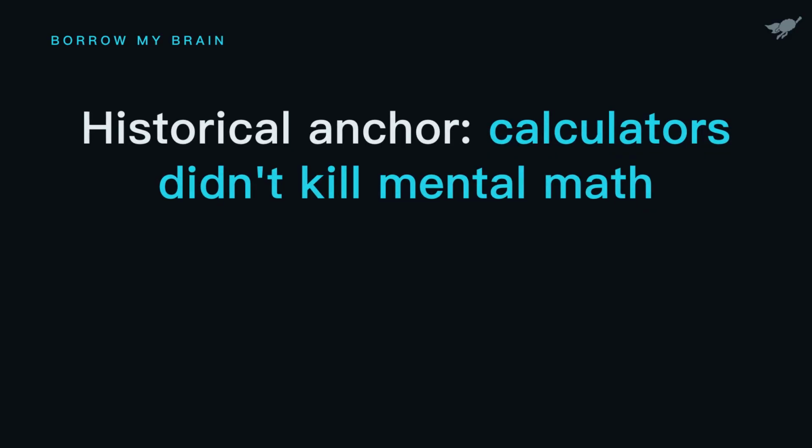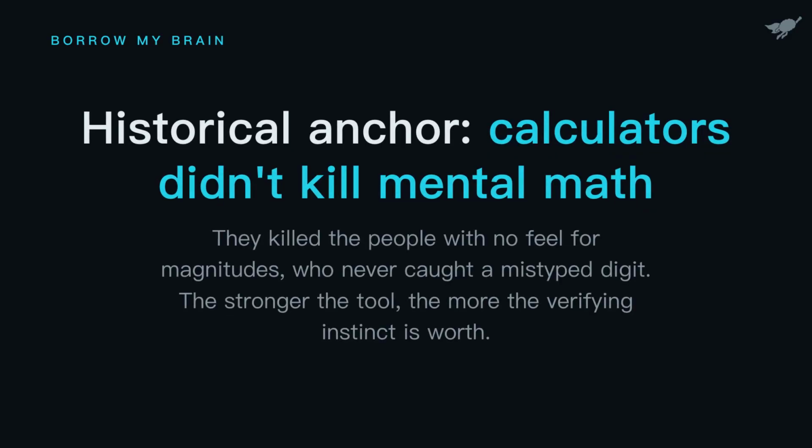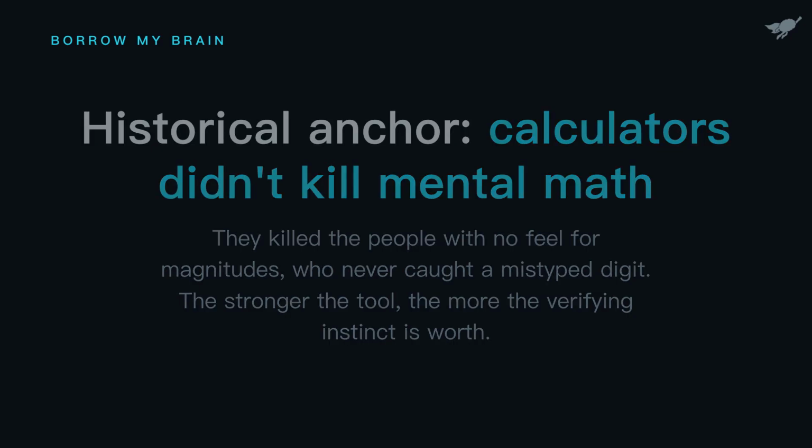The historical anchor for this is the calculator. Calculators going mainstream didn't kill mental math. They killed the people with no feel for magnitudes, the ones who couldn't tell when a digit was off. The one who gets hit hardest is the engineer who takes model output at face value and never checks the numbers. The stronger the tool gets, the more that number-checking instinct is worth. This episode installs exactly that instinct.